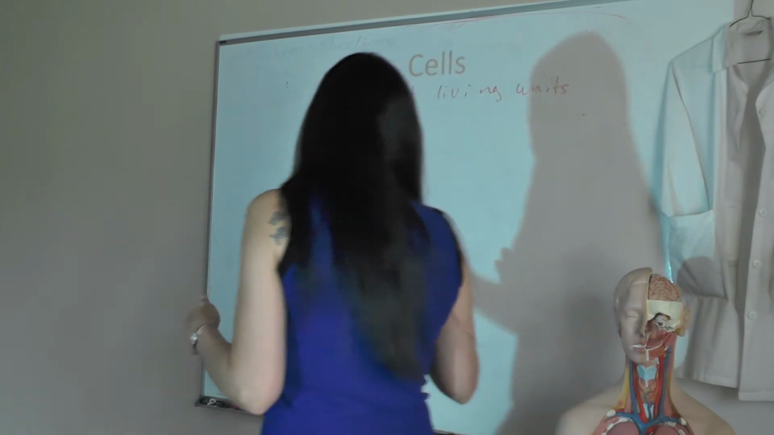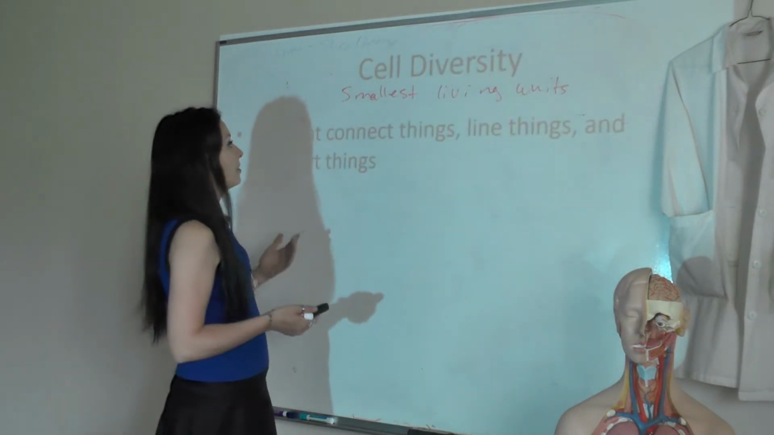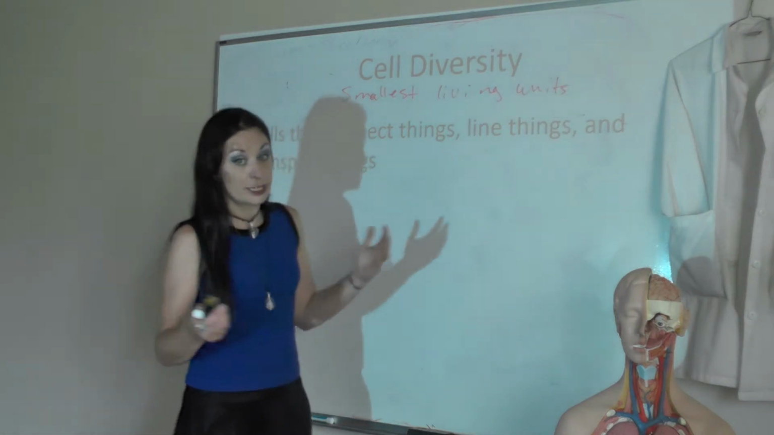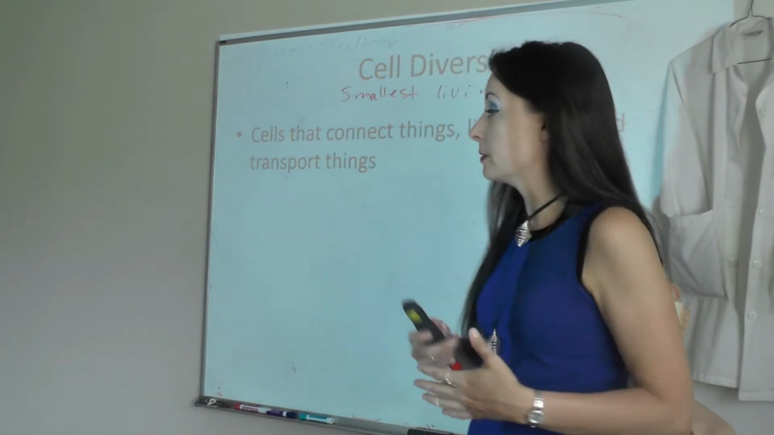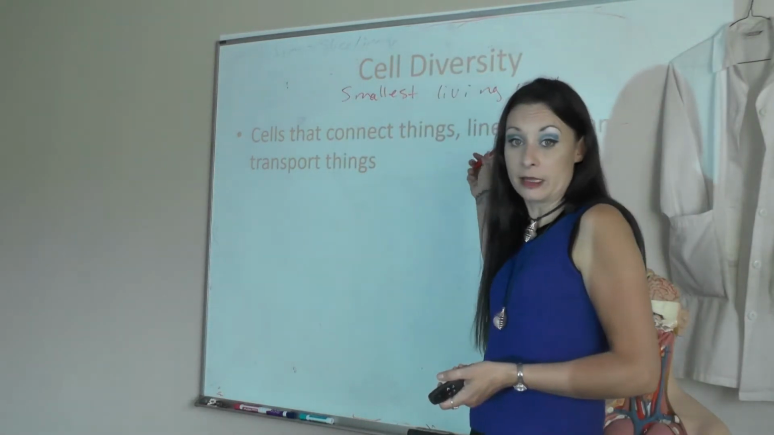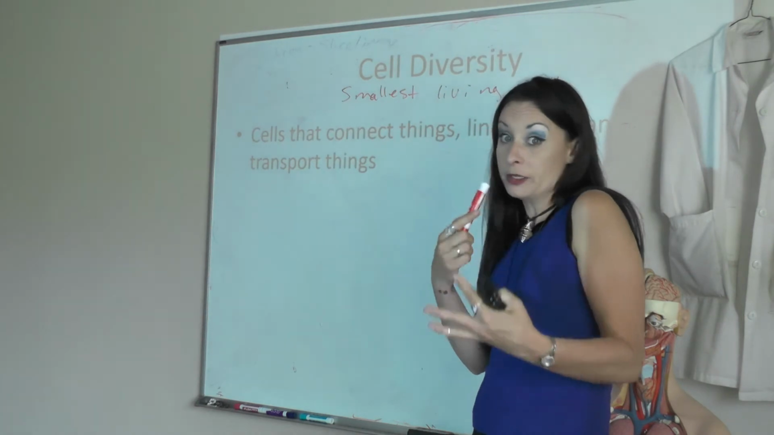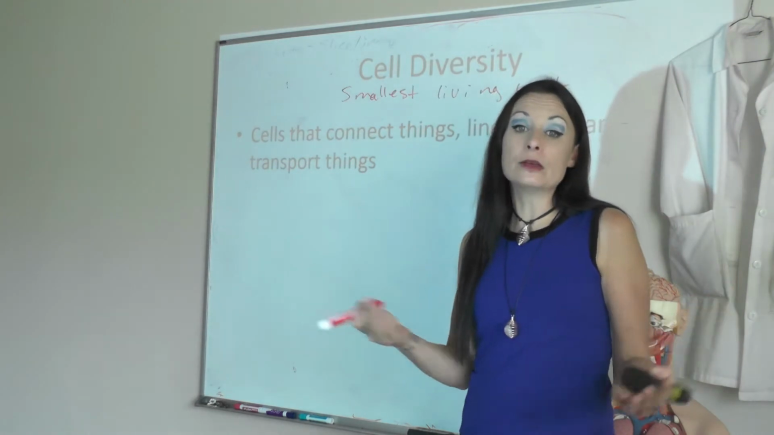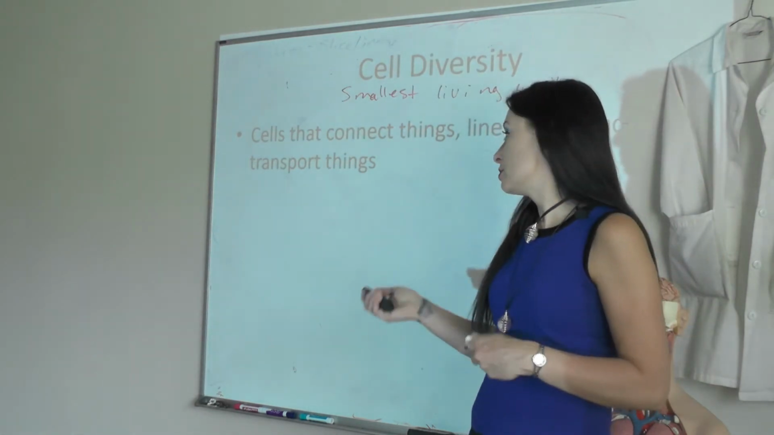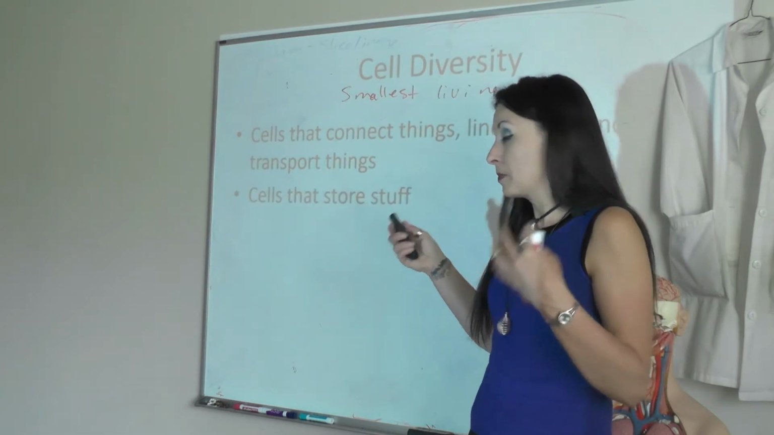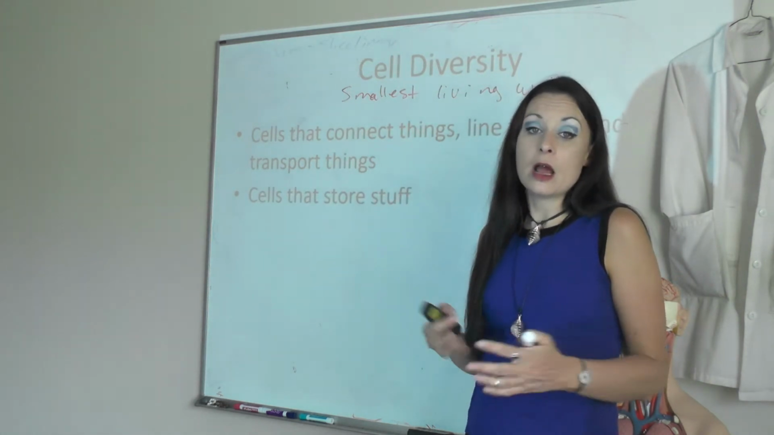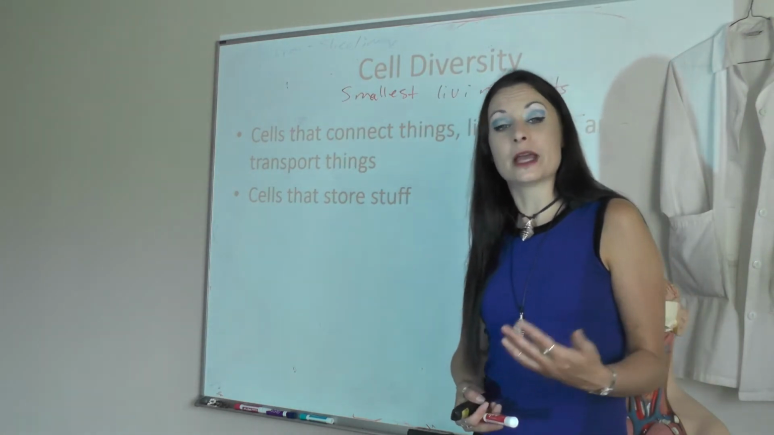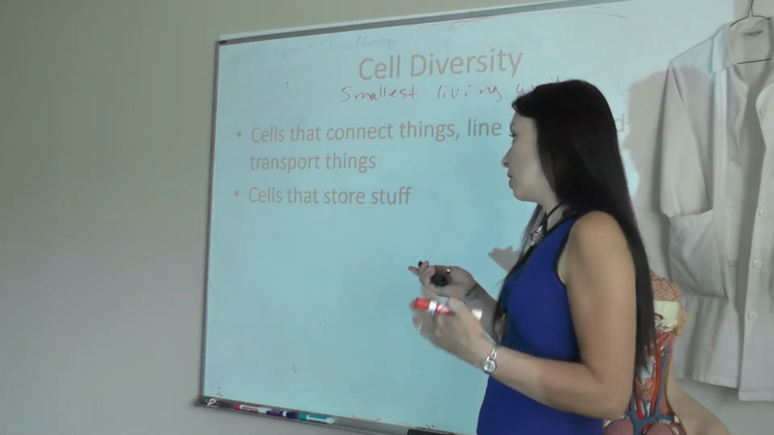So cells, the smallest living units, they are incredibly diverse. So we have cells that connect things. All of our connective tissues have cells that are connecting things to each other. We have cells that line things like your organs. And we have cells that transport things like your red blood cells, which transport your respiratory gases. So we also have cells that store stuff. Like what? Well, there are these cells called adipocytes that store a large droplet of fat, and that can be used as a fuel store, so we can store energy.